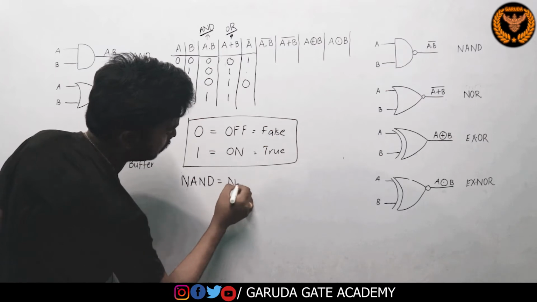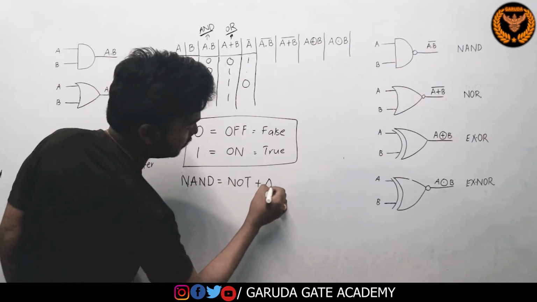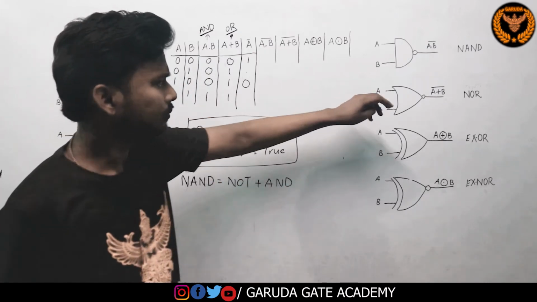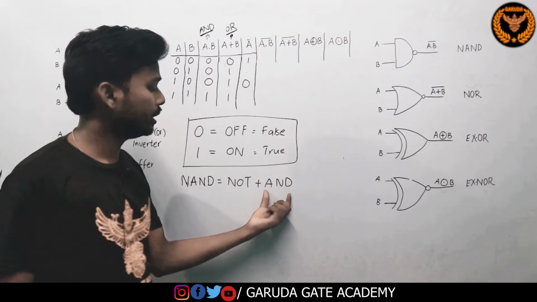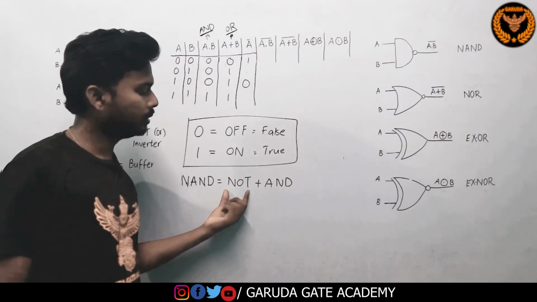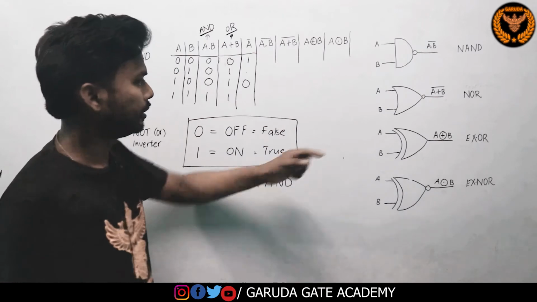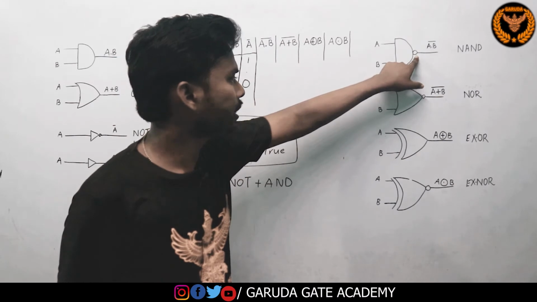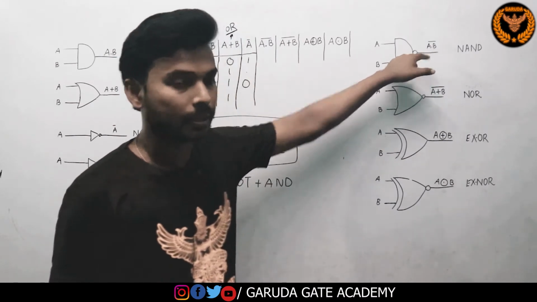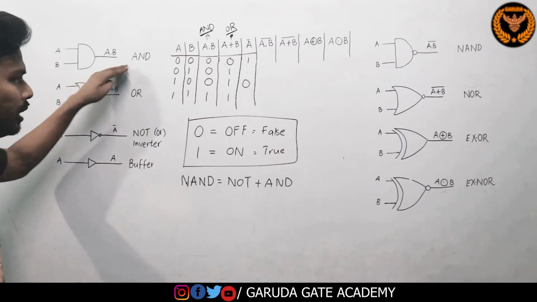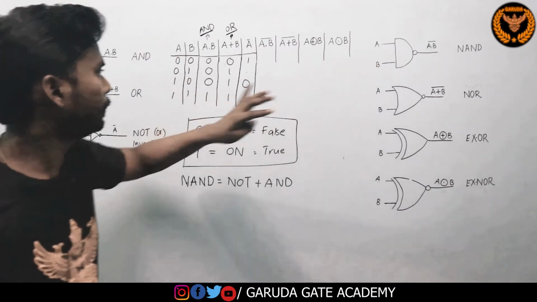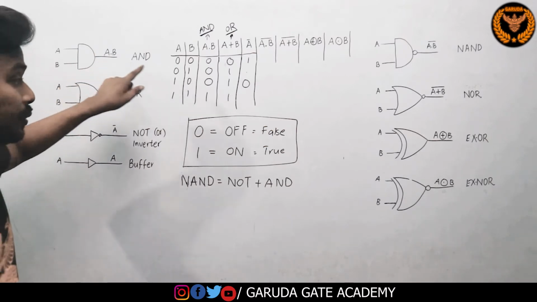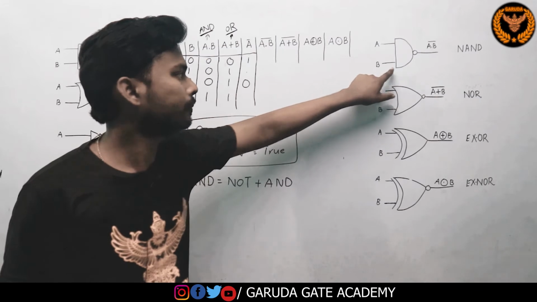NAND is not plus and, which is NAND. Okay, so that means you can write AND gate, and if you apply complement, then that would be NAND gate. Okay, so see here, this is AND gate. If you are putting some negation here, then that becomes NAND gate. So compare AND gate and NAND gate. Just a small circle is the difference, right? That circle is for negation. That is how it will become NAND gate.